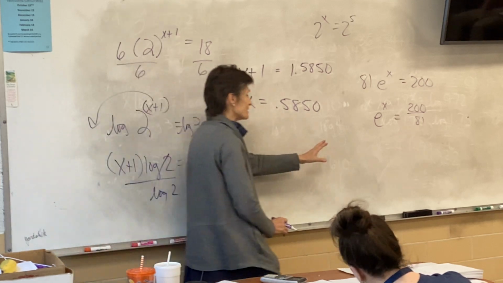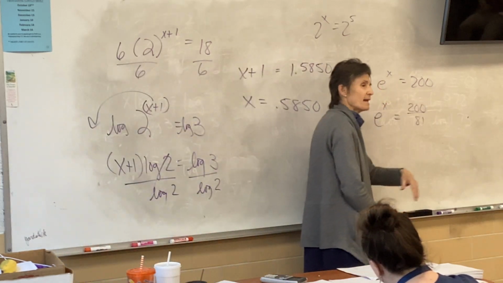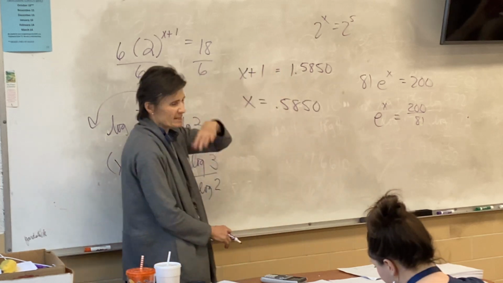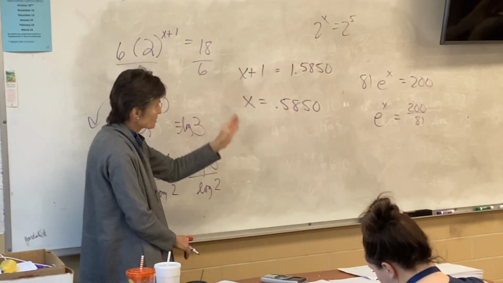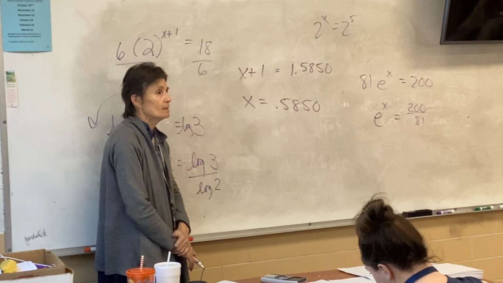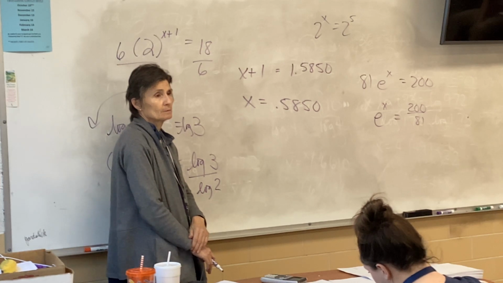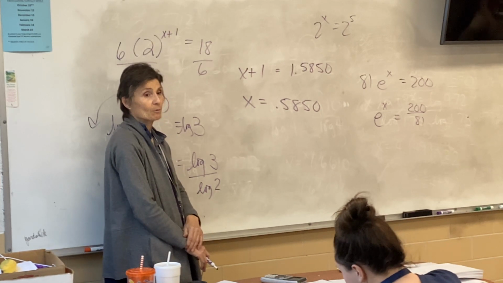You can make that a decimal. I would rather not, because then I have to round it off and write down all those digits, and I just don't want to do that. So I'm just going to leave it 200 over 81. What do I need to do? Put the x in front. How do I put the x in front?